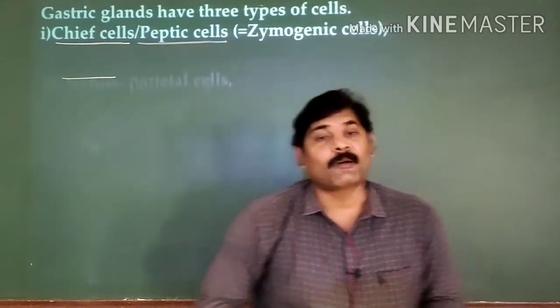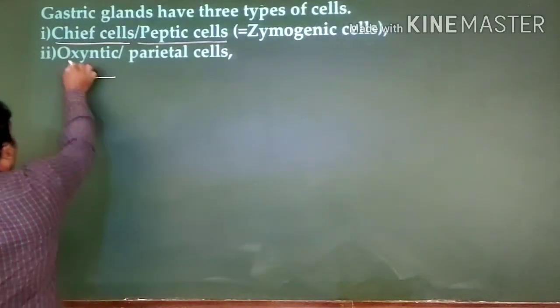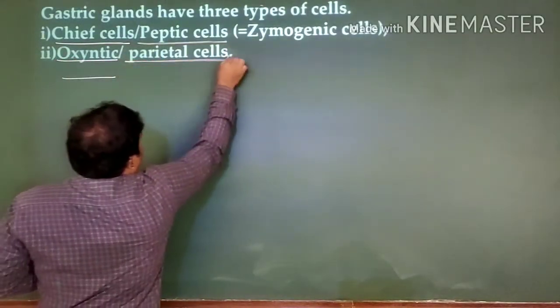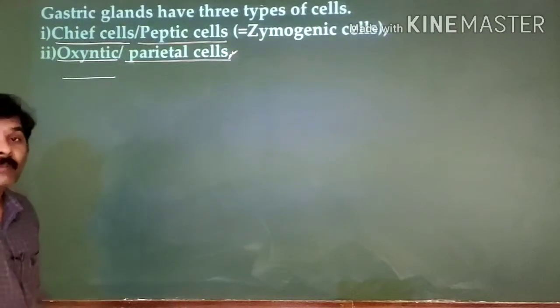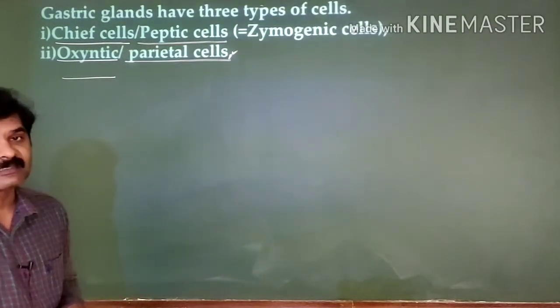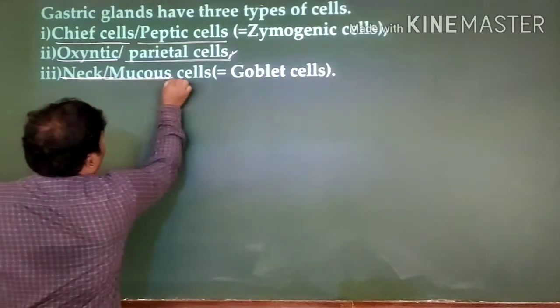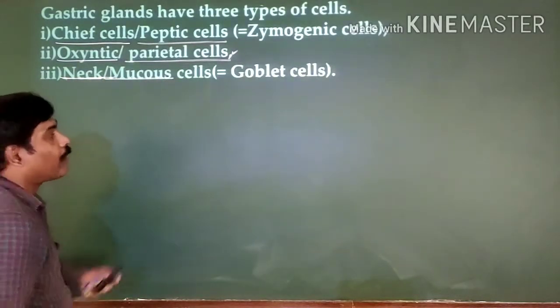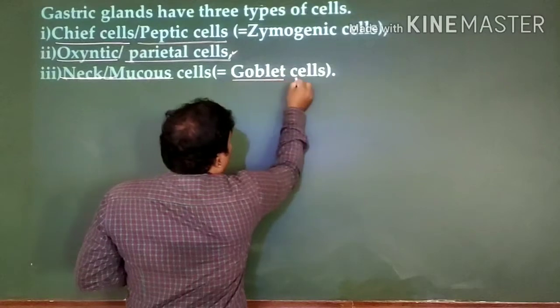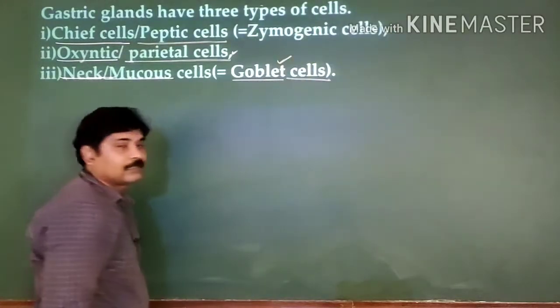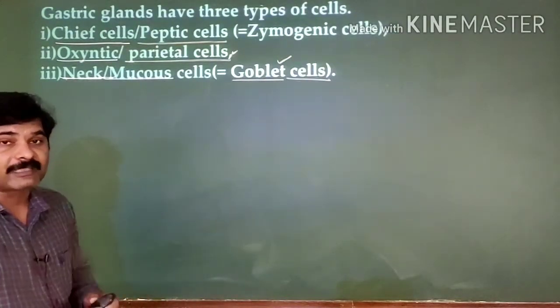Whereas the second type of cells includes the oxyntic cells or parietal cells. Oxyntic or parietal cells are the second type of cells. Whereas the third type of cells includes neck cells or mucous cells. They have another name, which we call goblet cells. Goblet cell is the third type of cells.